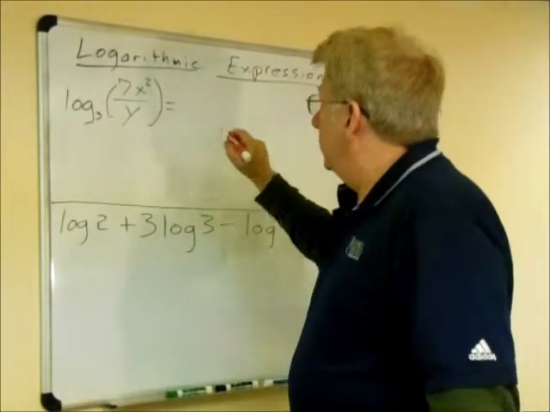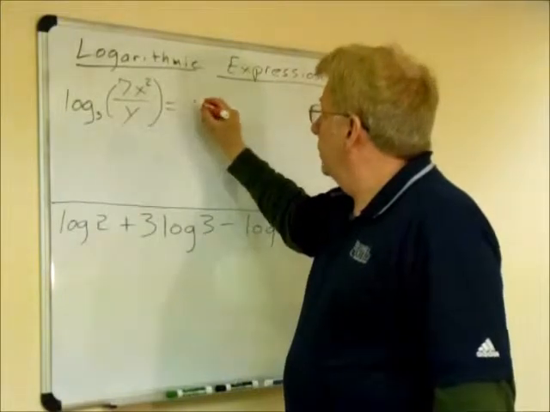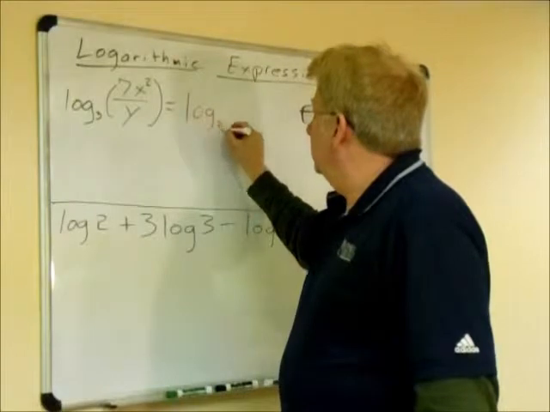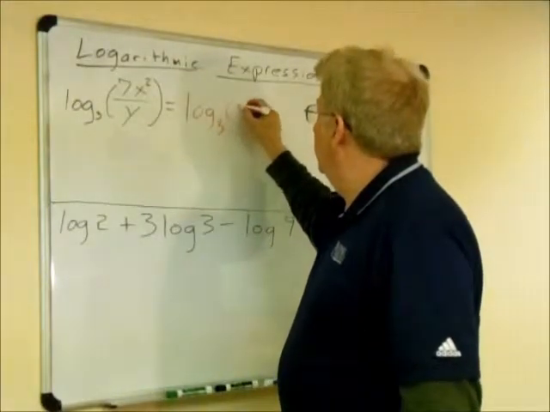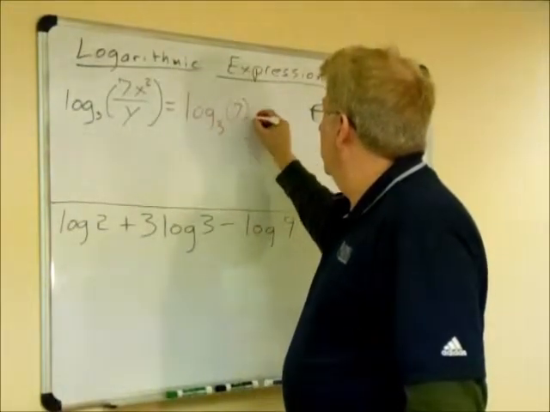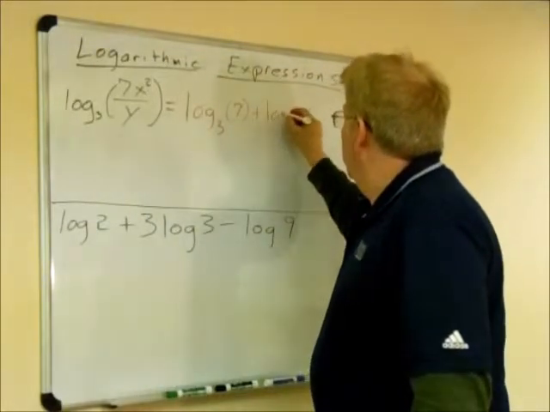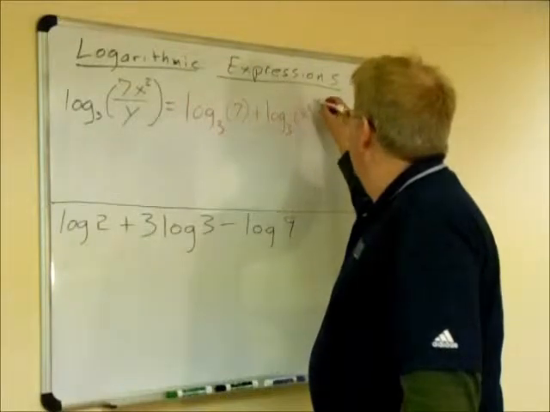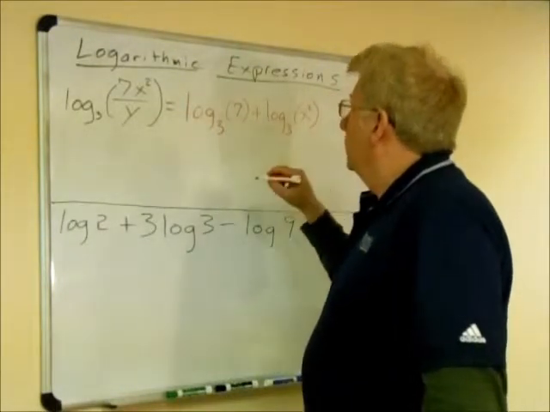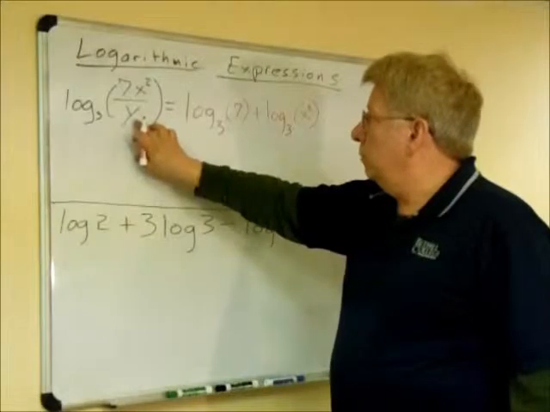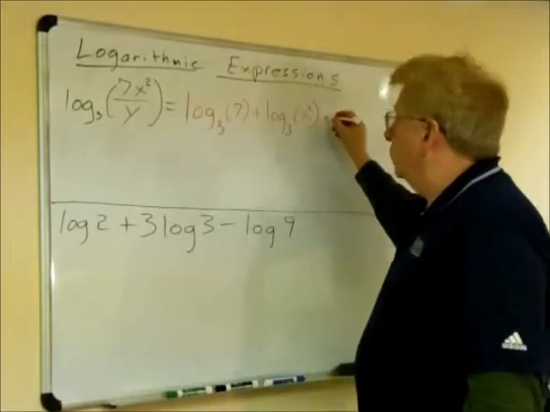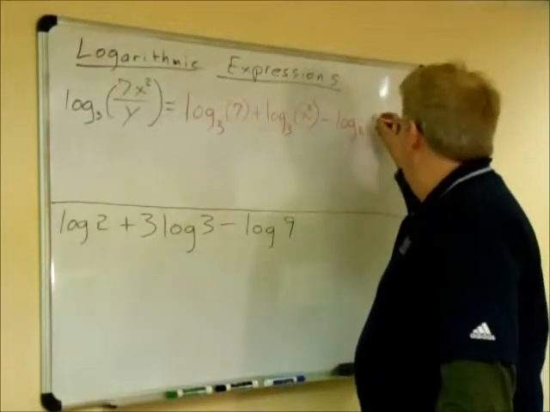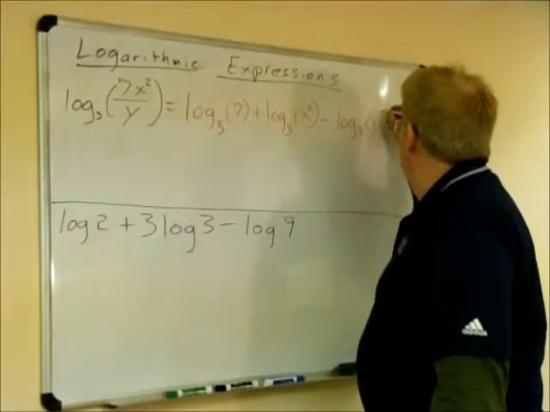I'll start with the top, and I can have for that log to the base 3 of 7 plus log to the base 3 of x squared. And then the denominator on the bottom we can subtract log to the base 3 of y.